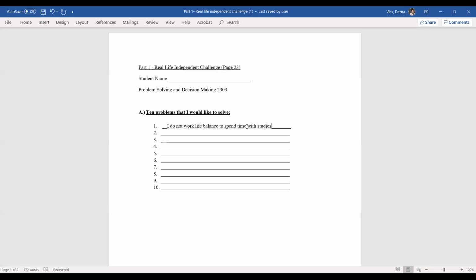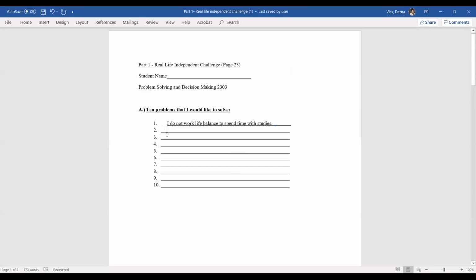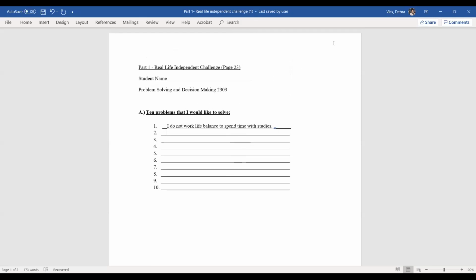So maybe your schoolwork is important to you, it's a priority, but your work hours are prohibiting you from actually meeting that goal. So then this is a problem. Another problem could be something broader, like I'm looking to find funding for college. If that's the case, the problem is that I don't have enough funding for college, okay? So that could be another problem that you'll put here. So you'll put 10 problems.